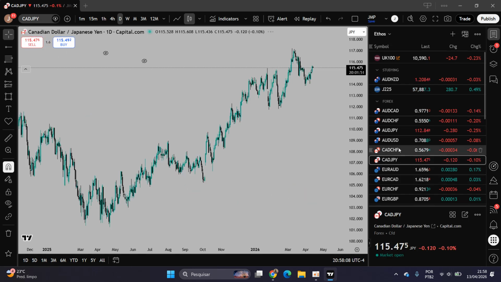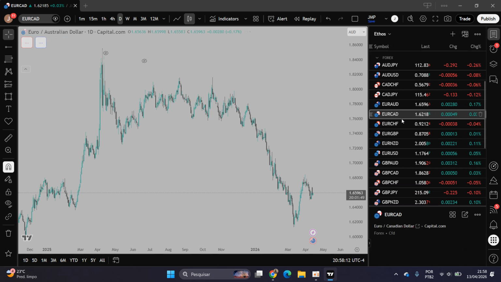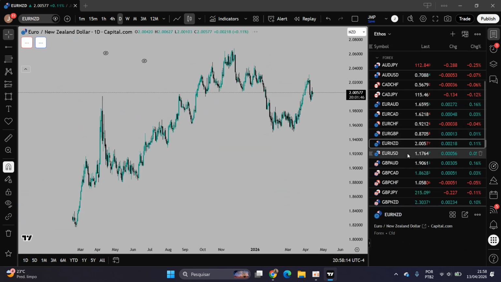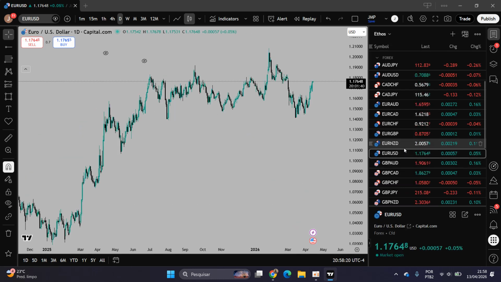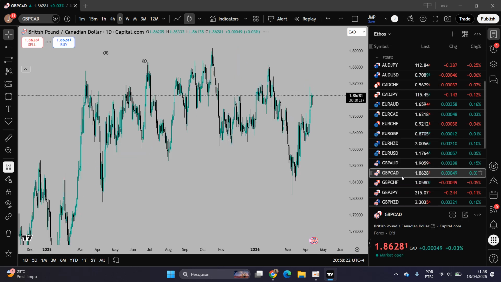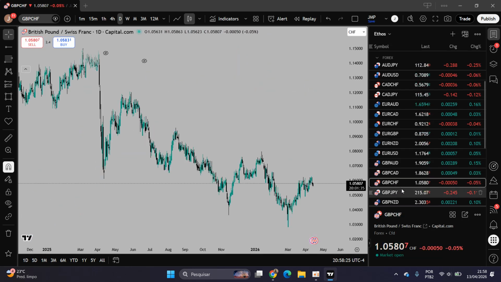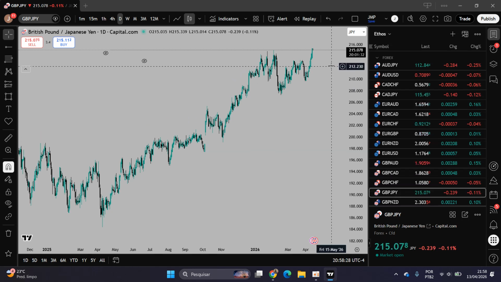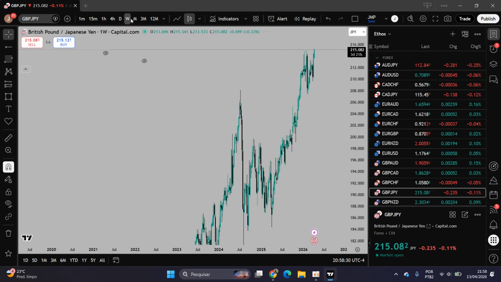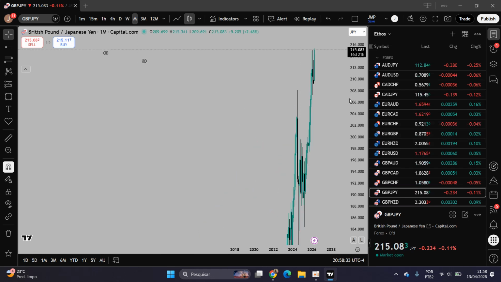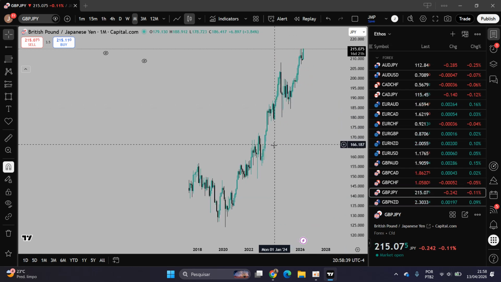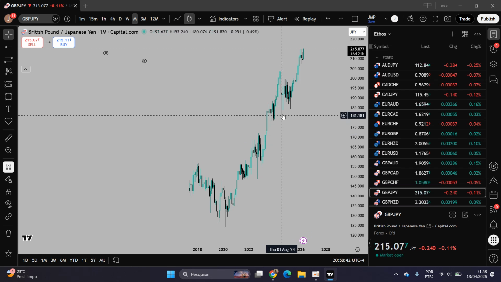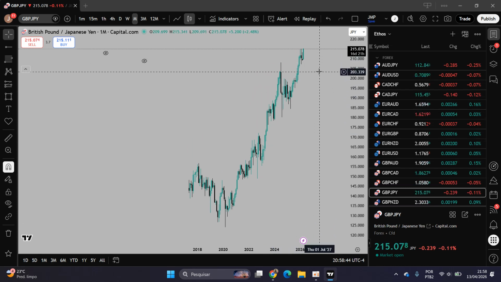I really don't like that. That's the GBPJPY right here. Hmm. I don't like that. That looks kind of good. Kind of good.